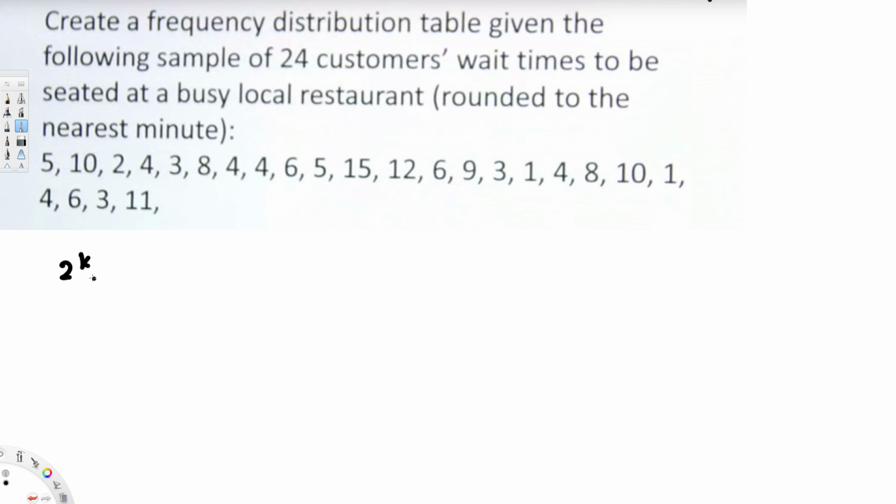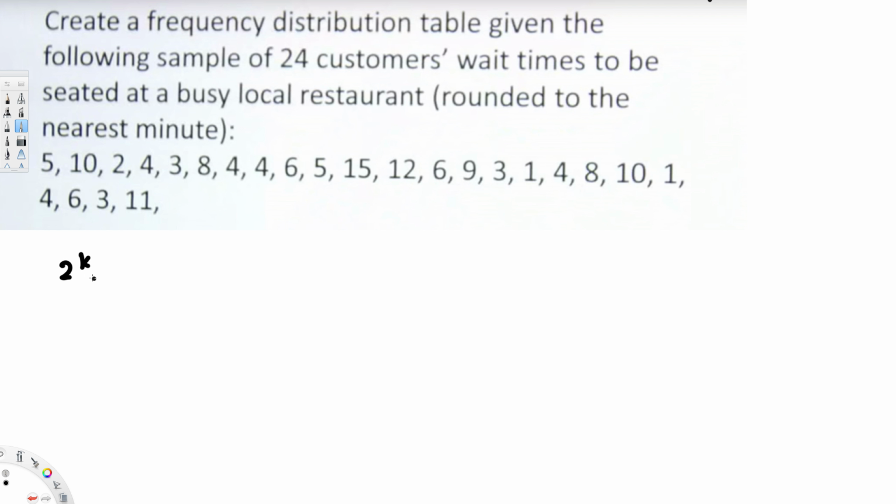For example, if you plug in 4 right here, that's going to give you 16. So 16 is not greater than 24, so we have to go to the next number. 2 power 5 is 32. 32 is definitely bigger than 24, so the number of classes we are going to use is 5. So k is going to be 5, right? This is the number of classes we are going to use.